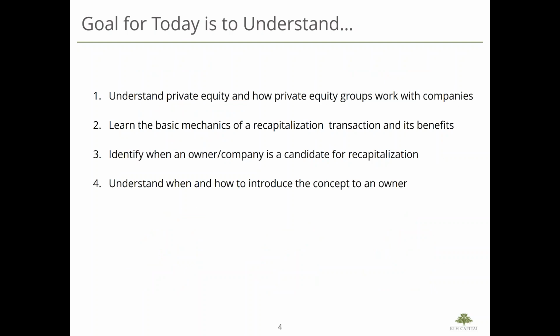So today, high-level agenda, we want to understand private equity and how private equity groups work with companies and clients. We'll cover the basic mechanics of an actual recapitalization, how they're structured, what they look like, a definition of it, as well as its benefits. We will talk about how to identify when an owner or a company is a candidate for a recap. We'll walk through a case study, and then we'll quickly brush over how to understand when and how to introduce the concept to a potential client. So we'll dive right in here.